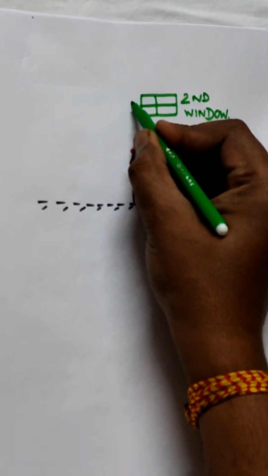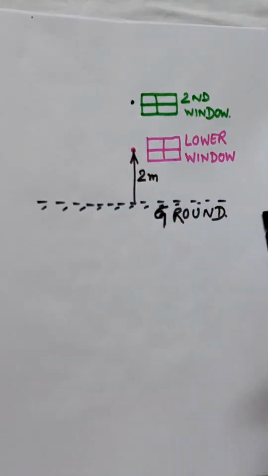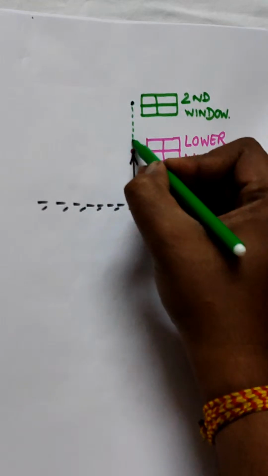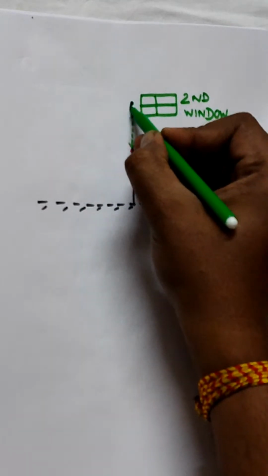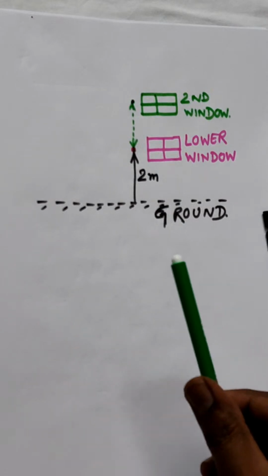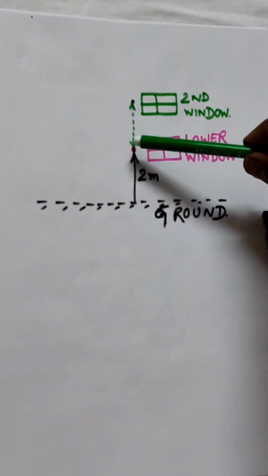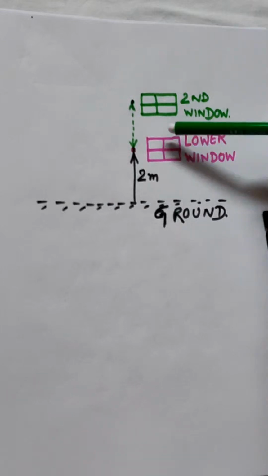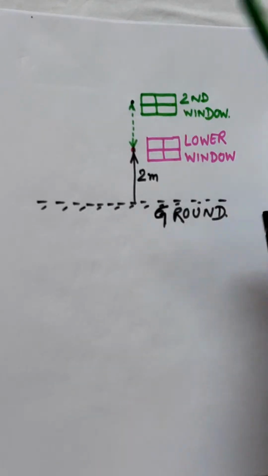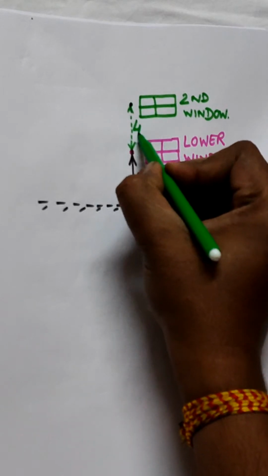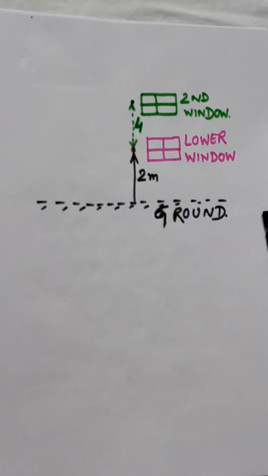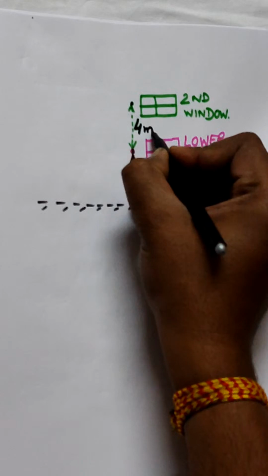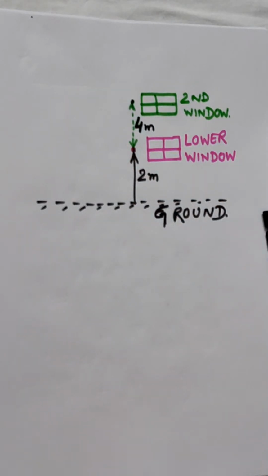The distance between the two windows is given to you. It's given that the second window is 4 meter vertically above the lower window. So this is the lower window, and above it the second window is located, and the distance is 4 meter, right?